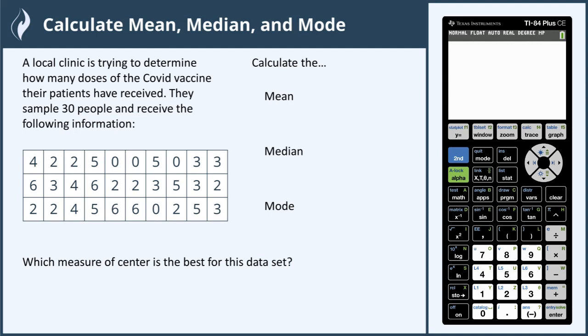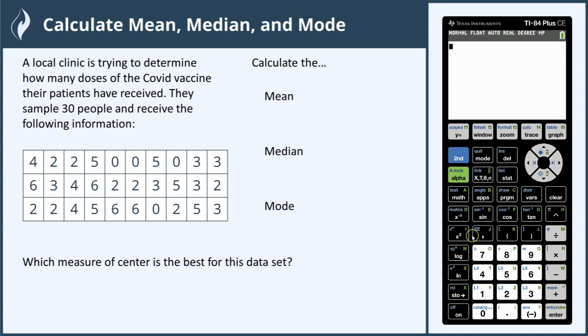A local clinic is trying to determine how many doses of the COVID vaccine their patients have received. They sample 30 people and receive the data set that is provided. We want to calculate the mean, the median, and the mode of this data set, and then figure out which measure of center is the best given those values.